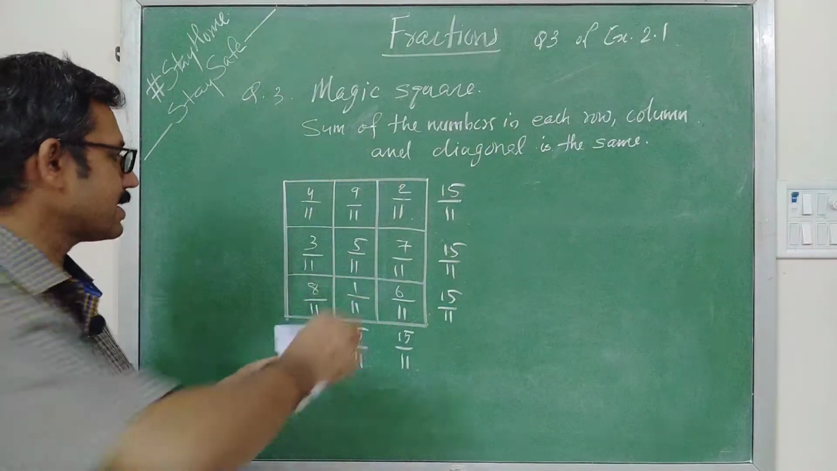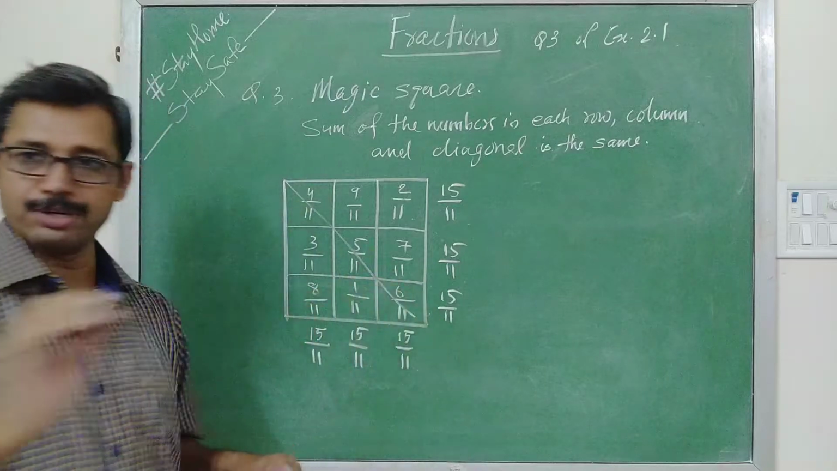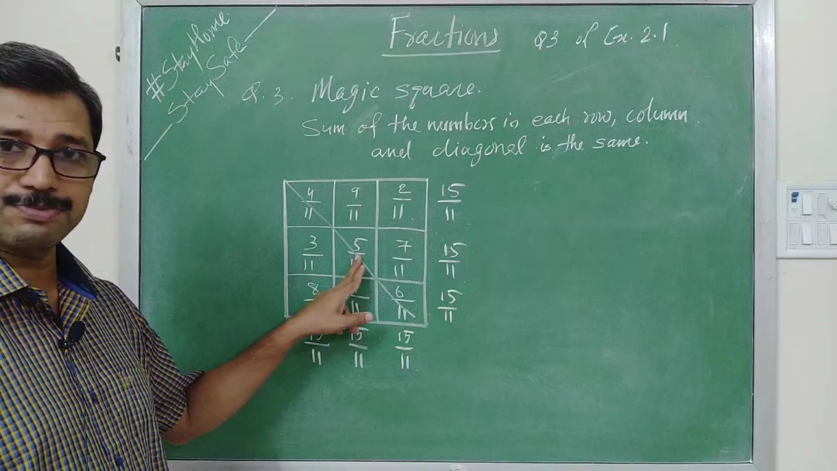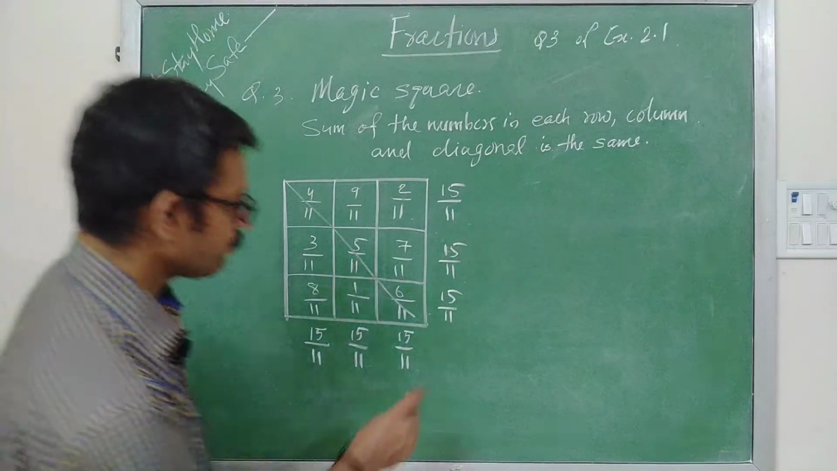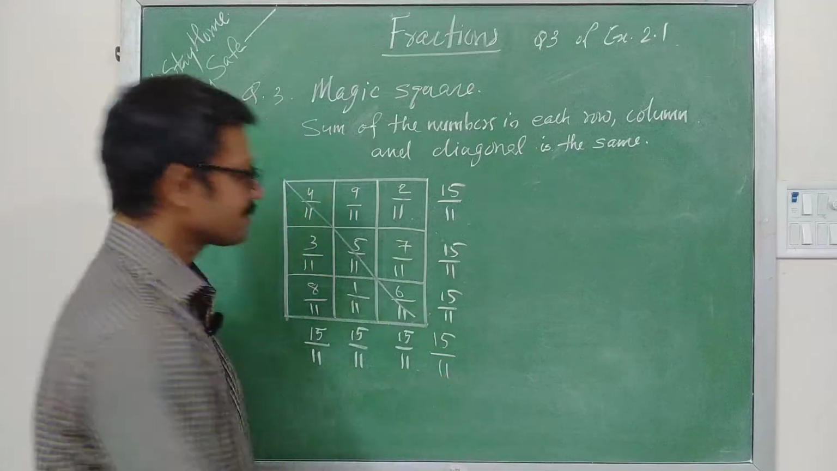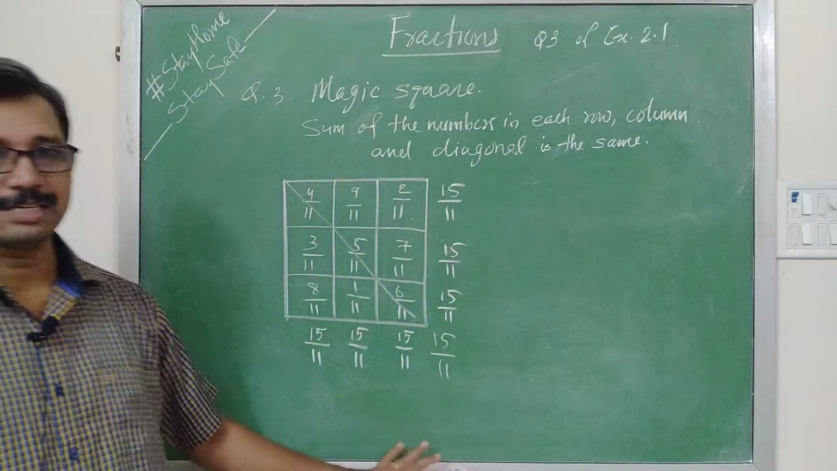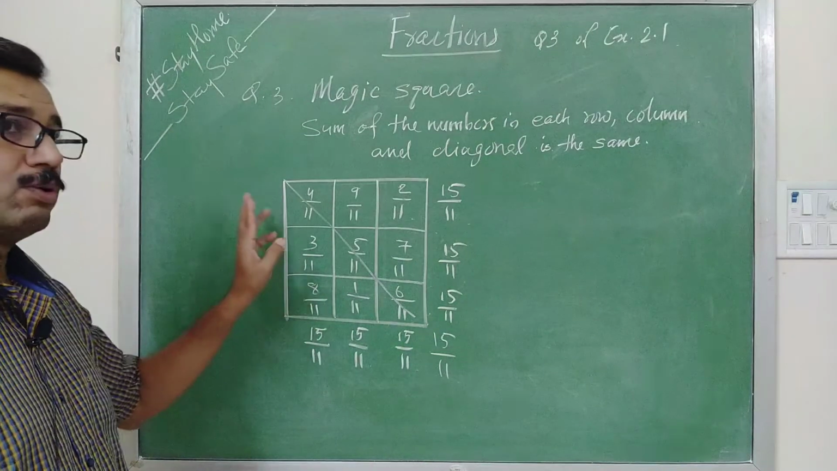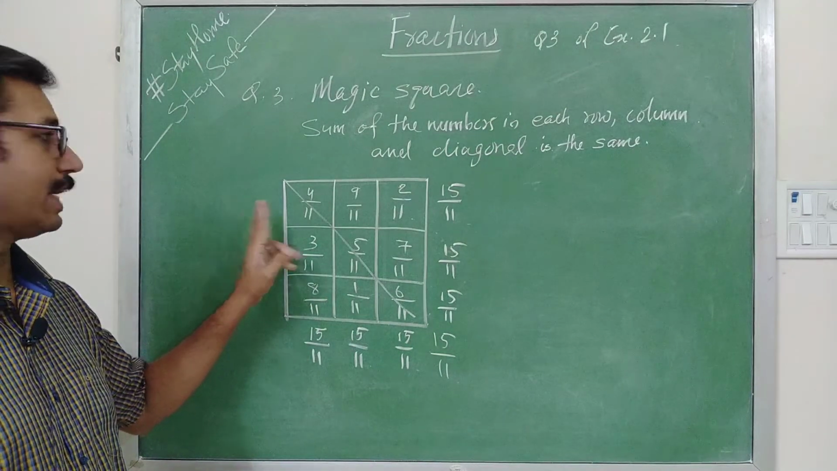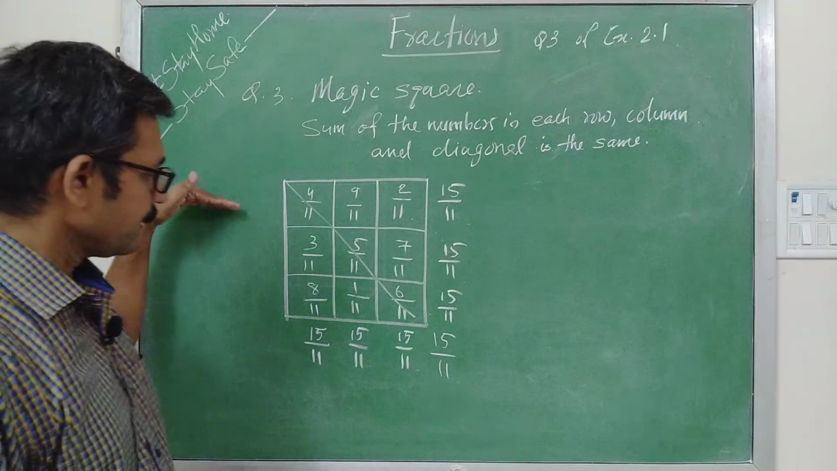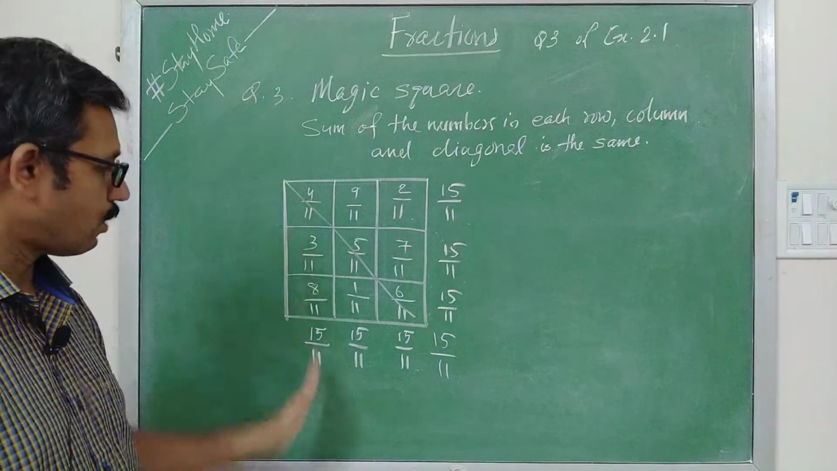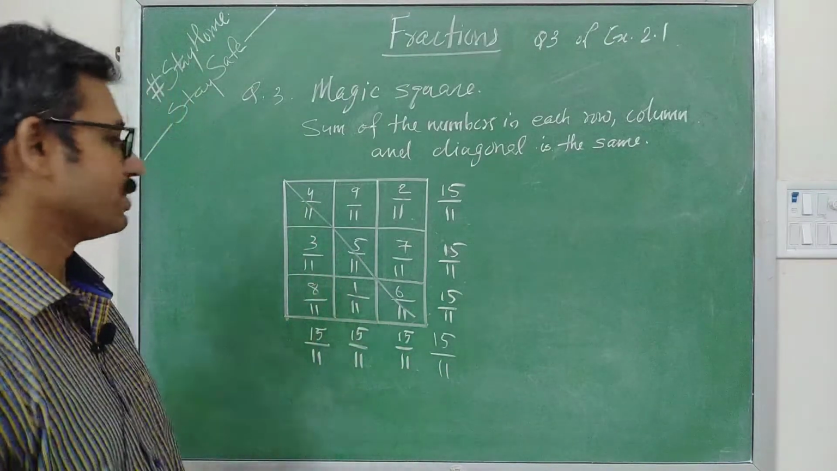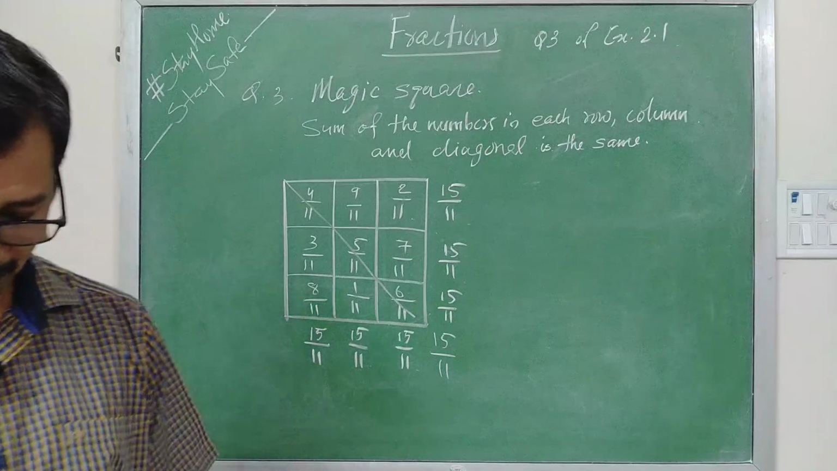Now diagonally. Look here, this is the diagonal. That also you have to work out. Diagonally you can see, 4 plus 5 is 9. 9 plus 6 again is 15 upon 11. So it is magic. In this way it is a magical square. Why is it a magical square? Because all these are equal, row wise equal, column wise equal and diagonal wise equal. So this is about this sum. Note it down first.